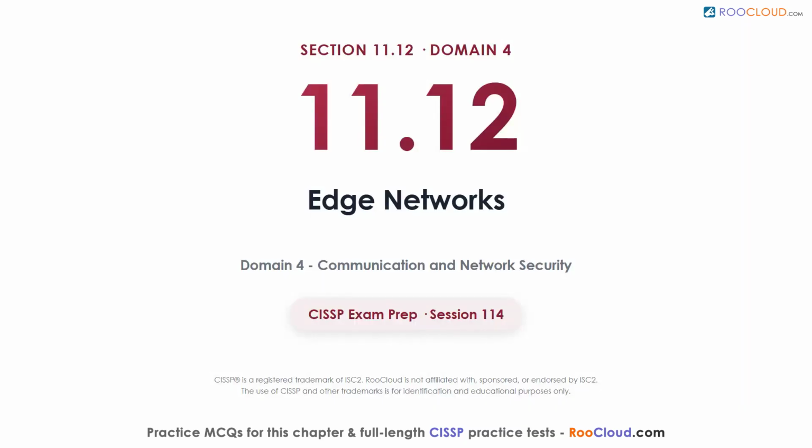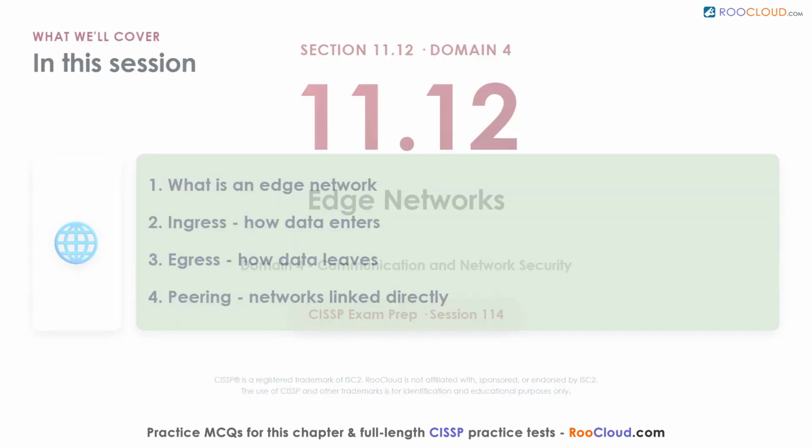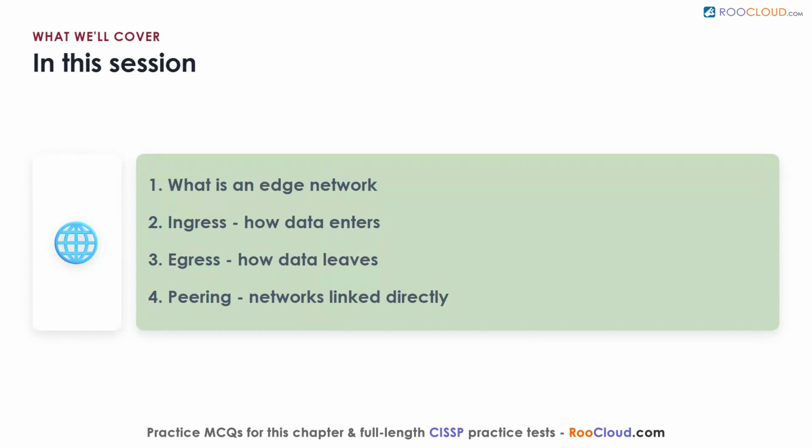Welcome to section 11.12. This is the 114th session of the CISSP Exam Prep series. In this session, we'll look at how modern networks push work outward. We'll answer a few questions. What is an edge network? And why move computing to the edge?